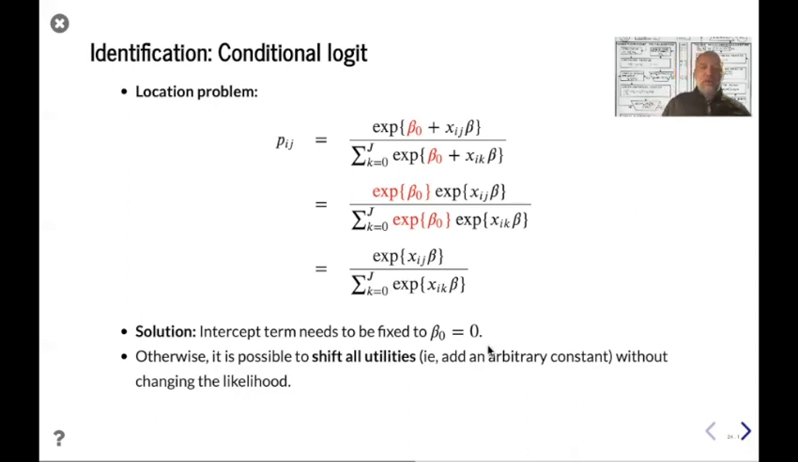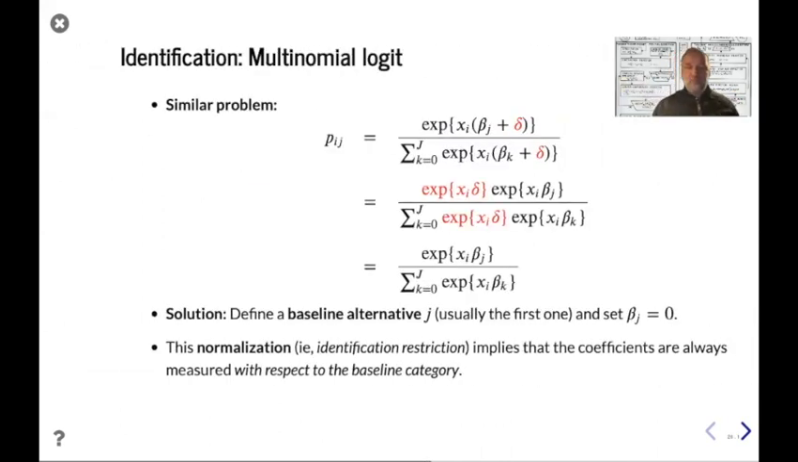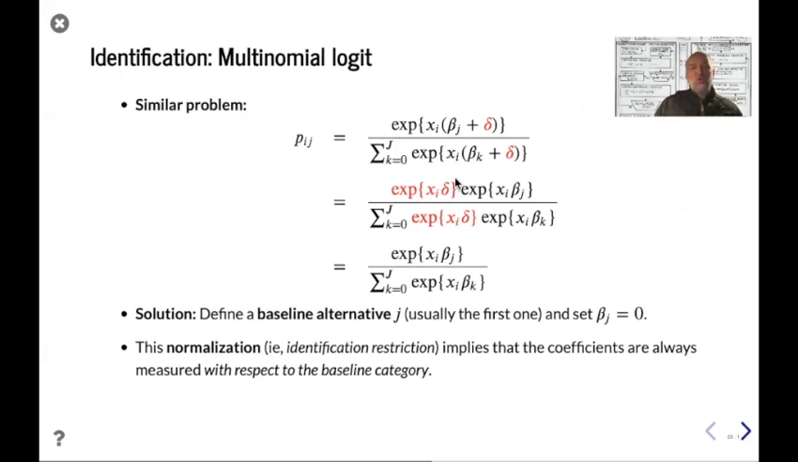So here our solution is to set the intercepts to 0, and it doesn't change the choice problem. Otherwise, it's possible to shift all utilities without changing the probabilities, and therefore also without changing the likelihood. So we cannot identify that, and it's not a problem, because we don't really care about the overall level of utility. It's kind of an abstract construct in the first place. For the multinomial logit, with a similar problem, you add a constant, and now the constant is multiplied with x.